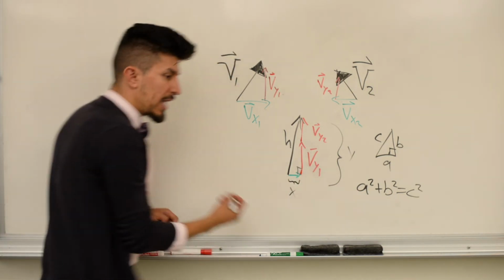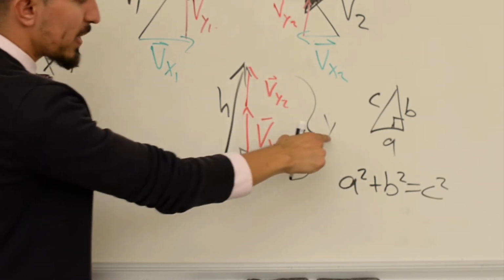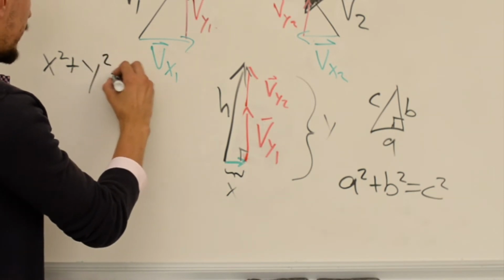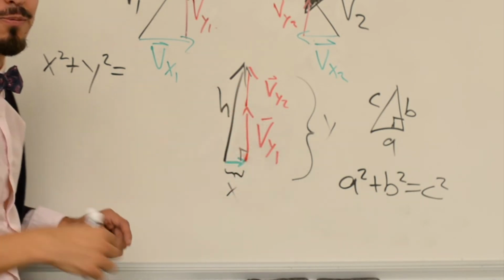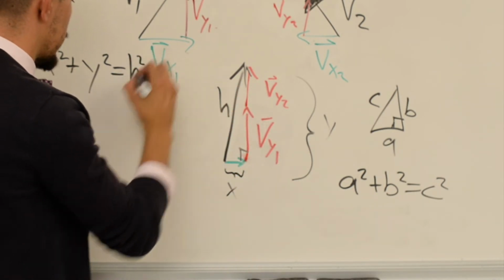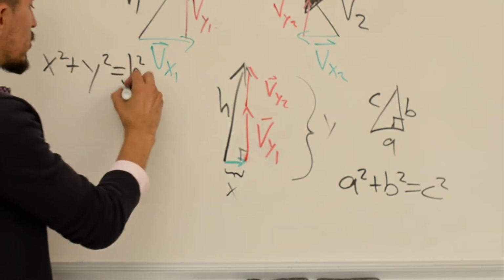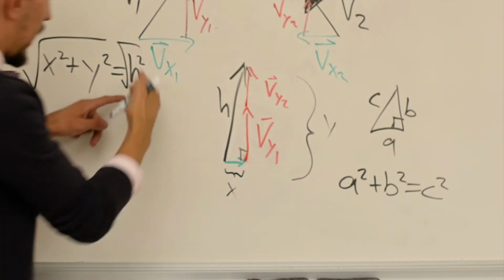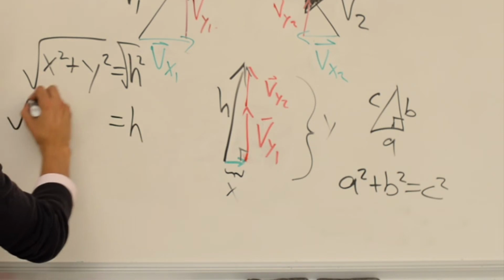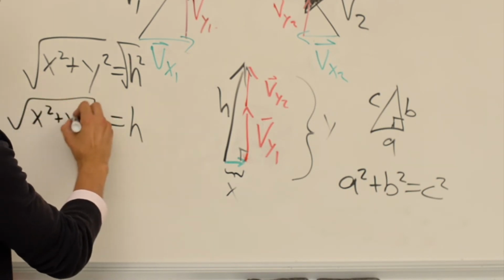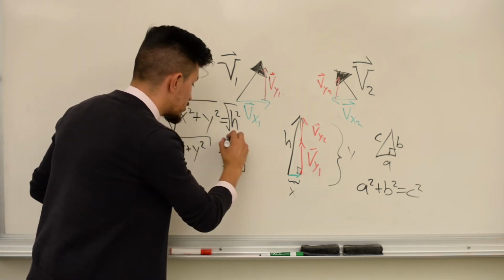So x will replace A, x squared. B squared will be replaced by y, y squared. That's all going to be equal to the hypotenuse, which is going to be denoted by h squared. Now we need to get rid of the square, so we square root both sides. And that cancels out, so we're left with h. And on this side, we're left with the square root of x squared plus y squared. And just plugging in your values into the calculator will give you h.